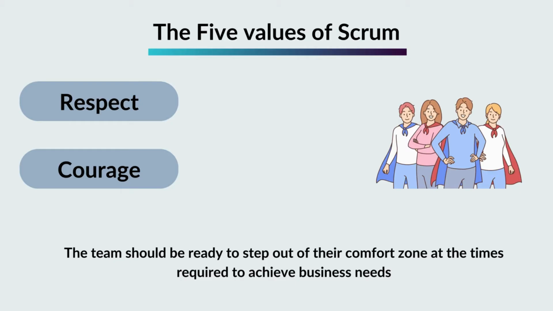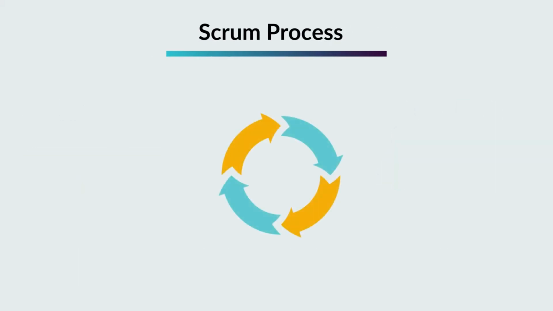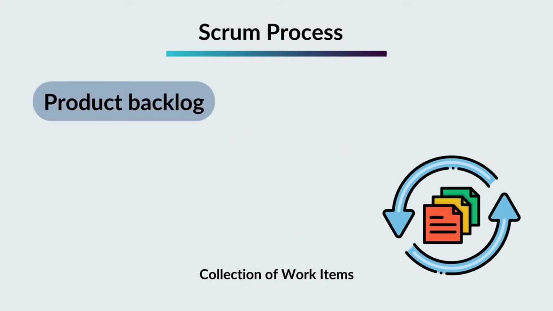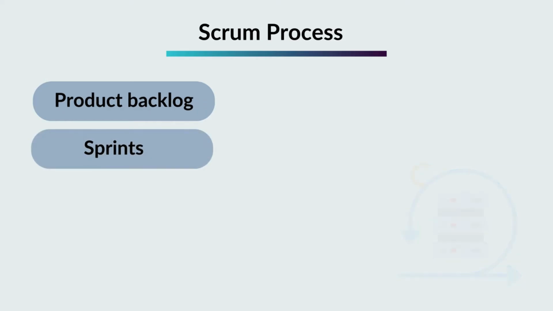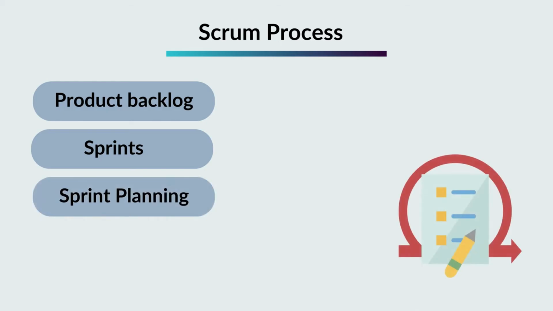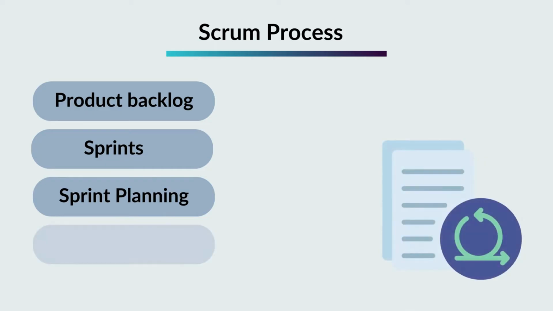Scrum process. The Scrum process starts with the product backlog, a collection of work items. Sprints. The work is organized in a time box ranging from 1 to 4 weeks. Sprint planning. The team will decide how much work the team can deliver. Sprint backlog.